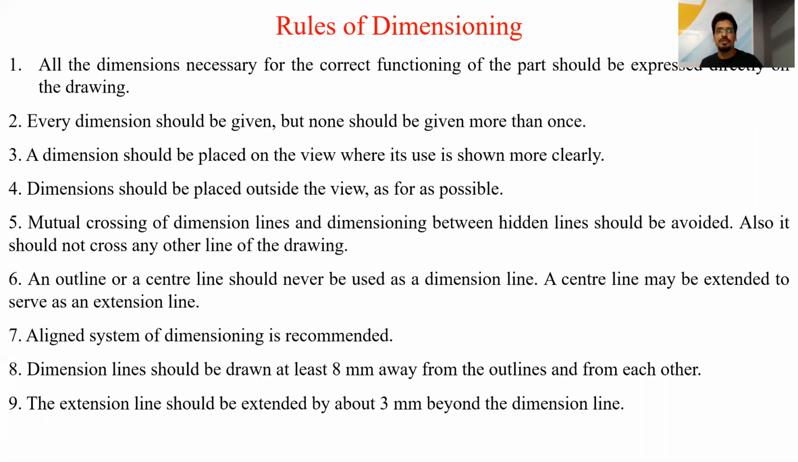Third, a dimension should be placed on the view where its use is shown more clearly. Dimension is placed in such a way that its length or the height or the width must be clearly shown, that this is the length, this is the height. For example, I have to give the height of this cup. So we have to write the dimension here, not here, where it can be clearly seen.